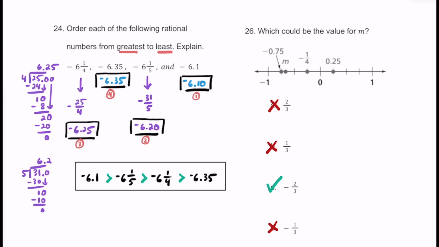So if you wanted to figure out the decimal for this one, -2/3 is just -0.66666 repeating, and -1/3 happens to be -0.33333 forever repeating, all right? And so -1/3 would probably lie somewhere around here. This is where -1/3 would be, and -2/3, that would be right over here where m is. So that's the only one that really makes sense here.